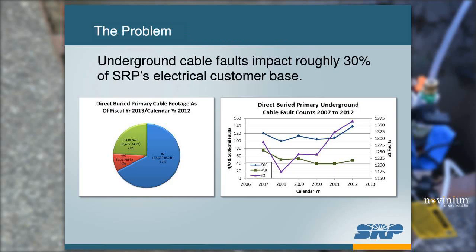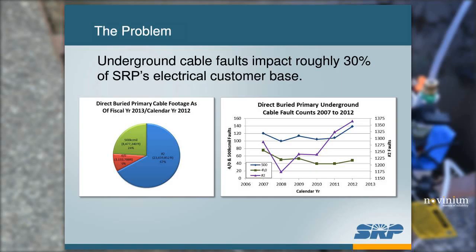So today we're going to talk a little bit about our underground cable. If we look at what's on our system, what you're looking at here is some data from about 2012 or such. Our system's comprised mainly of number 2, 500, and 4/0 cable. The number 2 makes up about 2/3 of our footage amounts, direct buried. 500 and 4/0 make up about 1/3 of that direct buried.